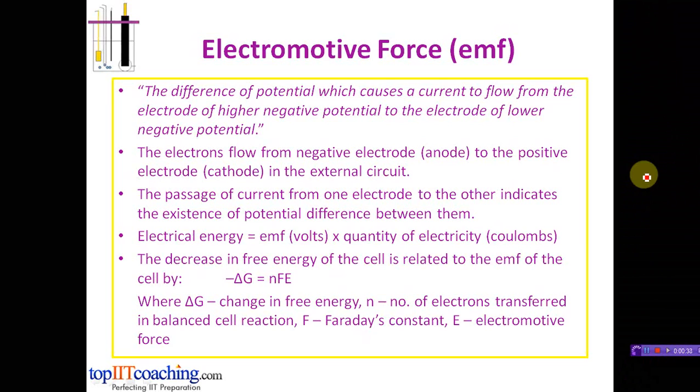Electrical energy can be expressed in terms of EMF as well. It is equal to the product of EMF expressed in terms of volts and the quantity of electricity expressed as coulombs. There exists a correlation between the change in free energy and EMF as well. Minus delta G, that is the change in free energy, where the minus sign indicates that there is a decrease in the free energy, is equal to the product of n, that is the number of electrons transferred in a balanced cell reaction, F, that is Faraday's constant, whose value is 96500 coulombs, and E, that is the electromotive force.